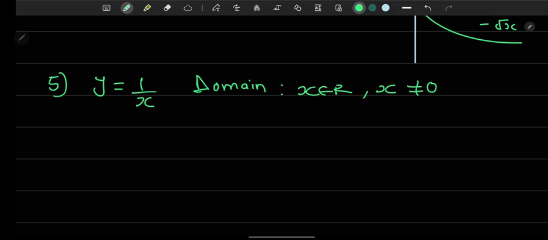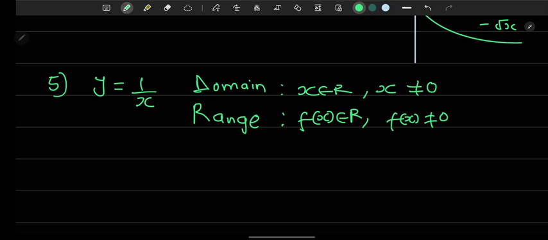Okay, so now for the range of this, f of x belongs to the real numbers, and this also implies that your f of x cannot be 0. What this means is that you cannot obtain a value of y to be 0. There is no value of x that will make y to be 0. But you can get any value for y except 0. So that is the horizontal asymptote here.